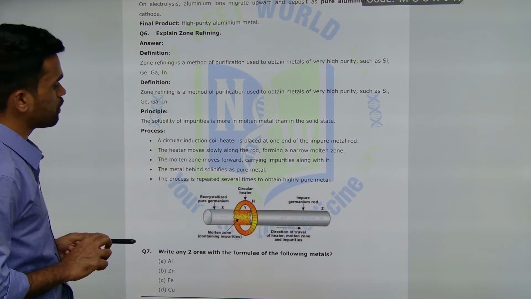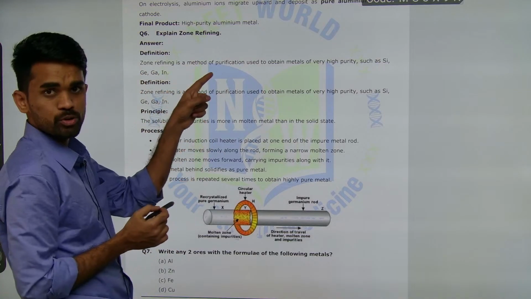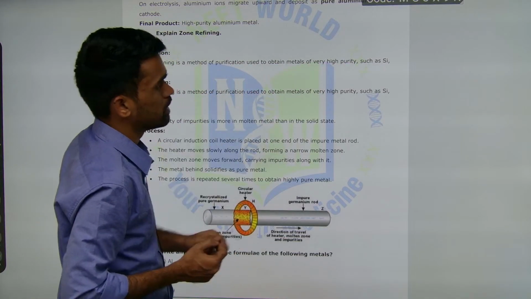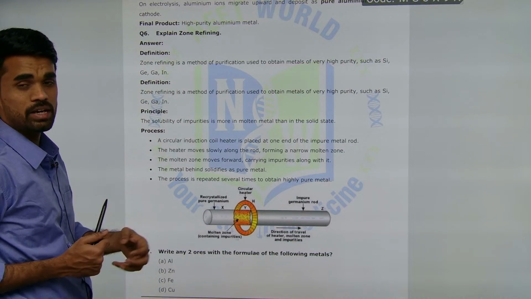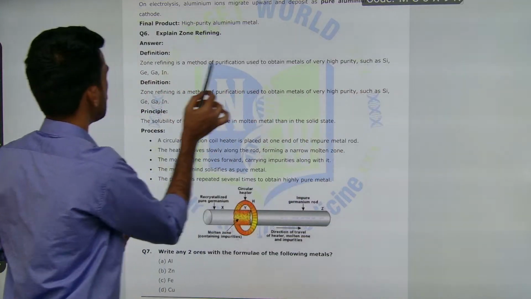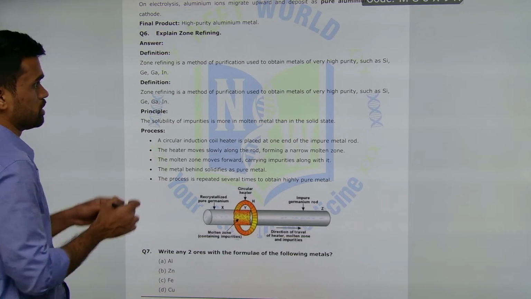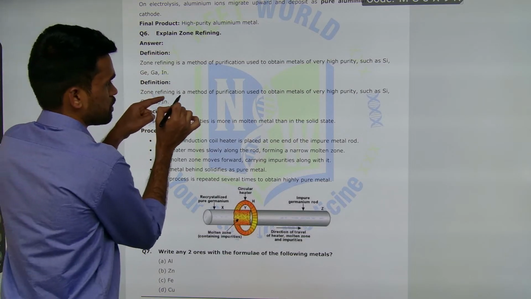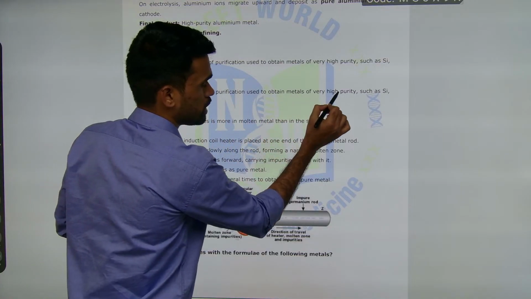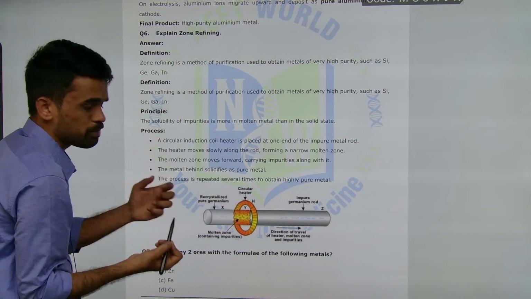What do we mean by zone refining? Zone refining is a method of purification used to obtain metals of very high purity, such as silicon, germanium, gallium and indium. So look at this definition: zone refining is a method of purification used to obtain metals of very high purity such as silicon, germanium, gallium and indium. So what is the principle involved here?